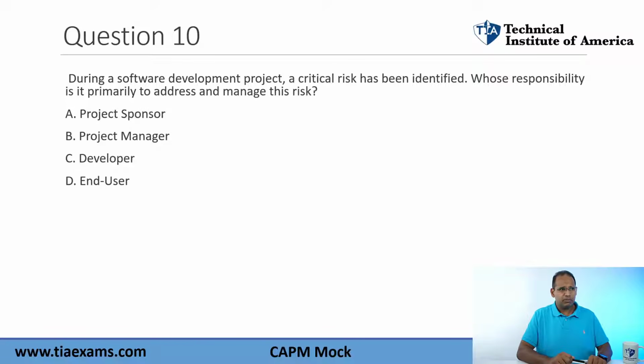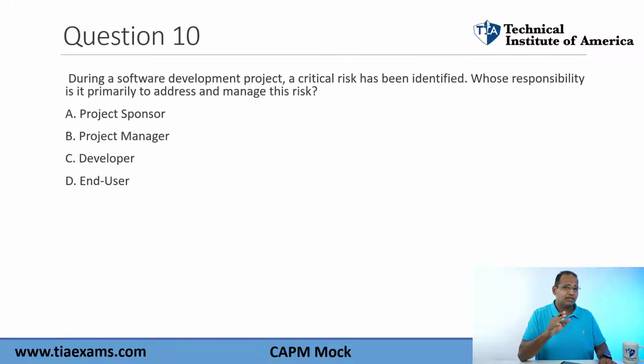During a software development project, a critical risk has been identified. Whose responsibility is it to primarily address and manage risk? Sponsor, manager, developer, or user. So this one is pretty straightforward. Notice, what are you doing? Like, what is the role of a sponsor versus a manager, a developer, and users?